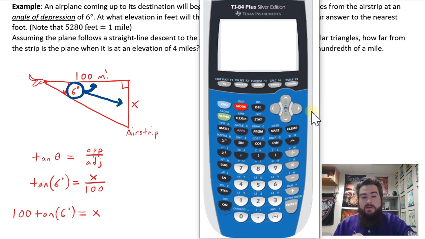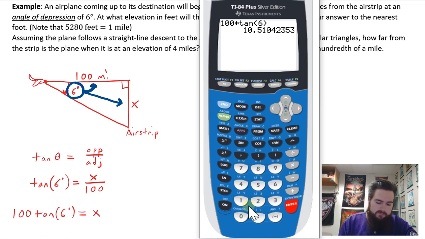Once I have verified that, I should be able to plug this in accordingly. 100 times tangent, and inside the tangent function, I will plug in 6. Because it is already in degree mode, it knows to accept that as a degree measure. 100 times tangent of 6 will give me an answer of 10.51. That's what I'll use as my approximate here.